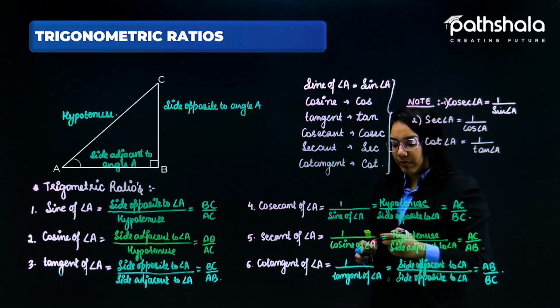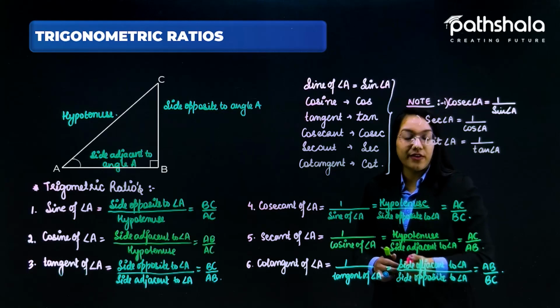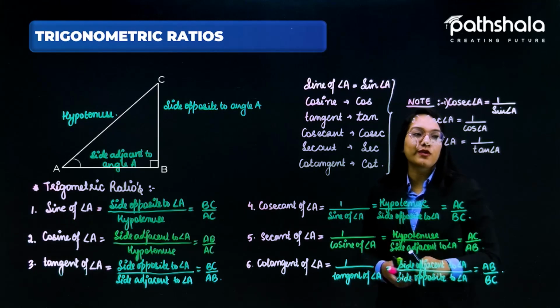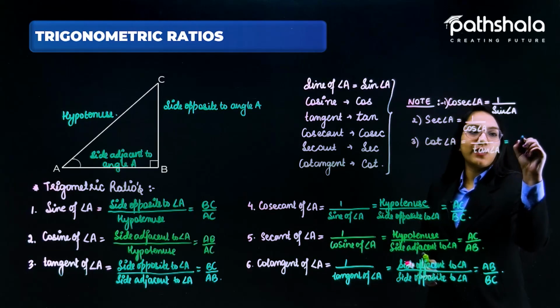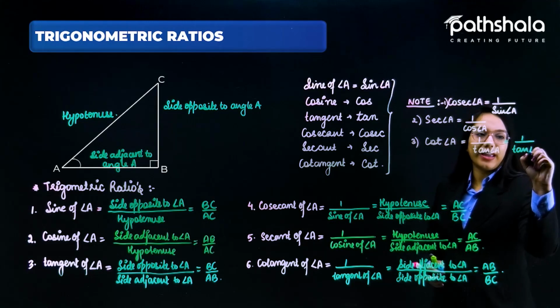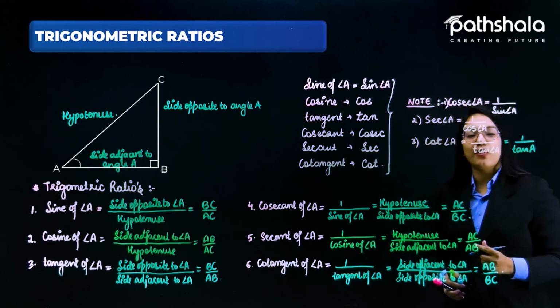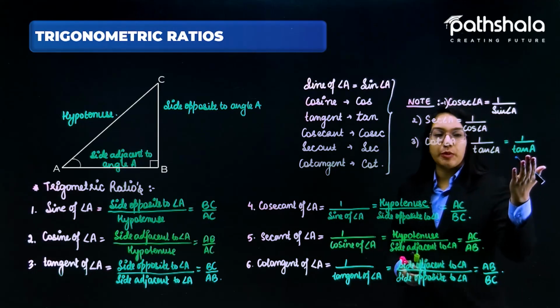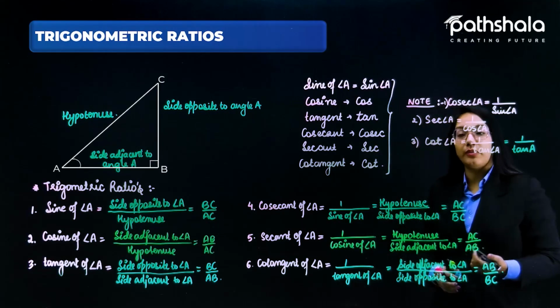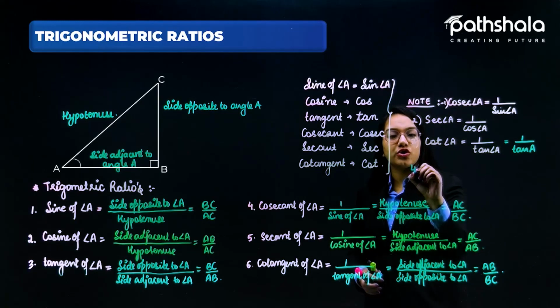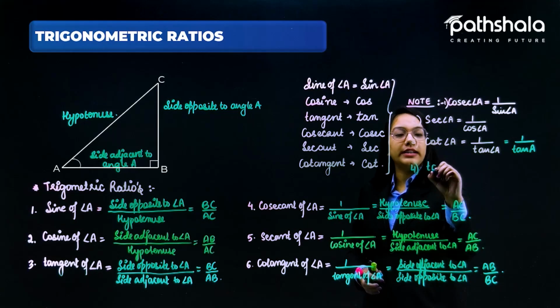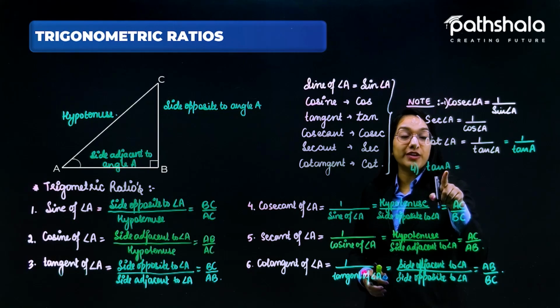And many a times in place of angle A, we can write only A as well. Means we can also write it as 1 by tan A, 1 by cos A, 1 by sin A. Many a times we also use this particular representation rather than this one. And again, there is a special relationship, which is nothing but tangent of A. As I'm saying, in place of angle A, we can also write only A as well.